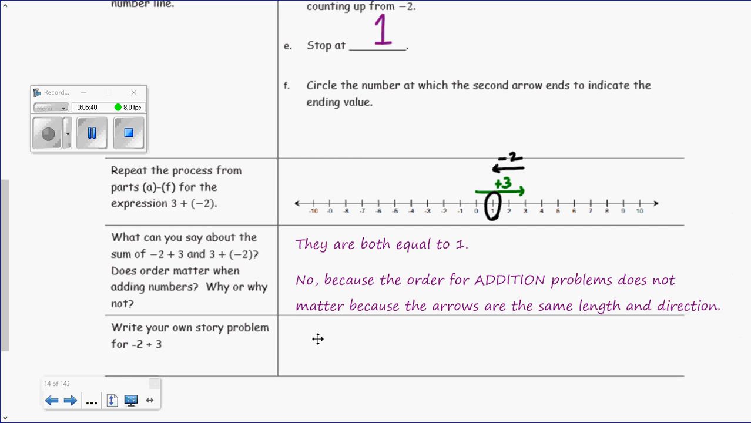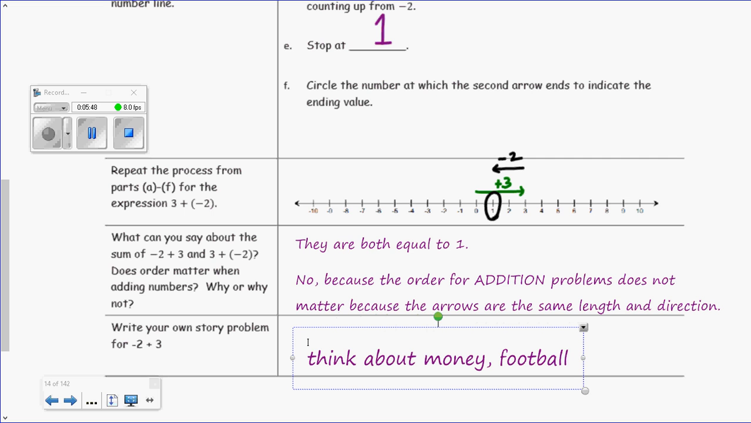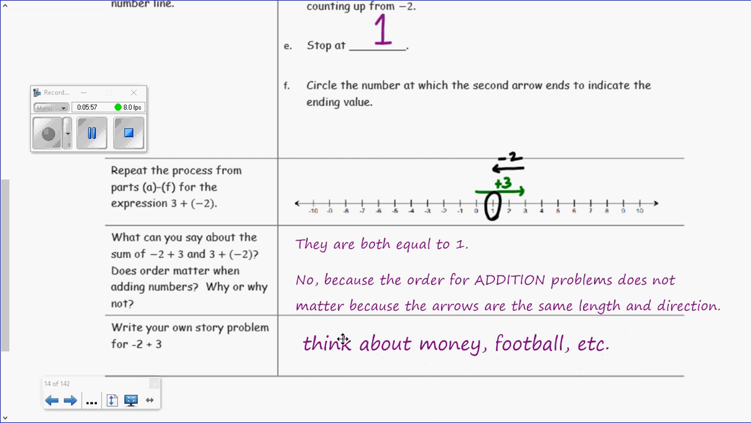Okay, so go ahead and write your own story problem for negative 2 plus 3. You can think about money, football, forward, backward. So you come up with your own story problem. If you don't know, you can go back to that later, but make sure you fill this in.